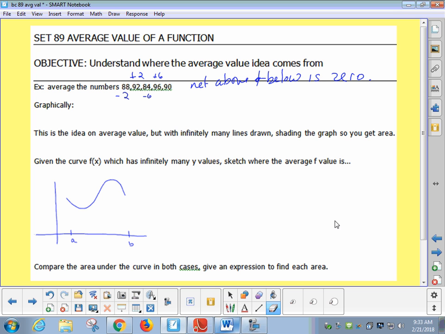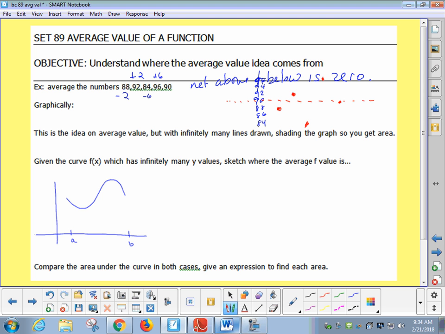Shoot, I didn't make this big enough. 90, 88, 86, 84 on the bottom end, and 92, 94, 96 on the top end. My theory is that 90 is the average. I know that 88 is here, and 92 is a little above, and 84 is quite a bit below, but 96 is quite a bit above, and 90 is there.